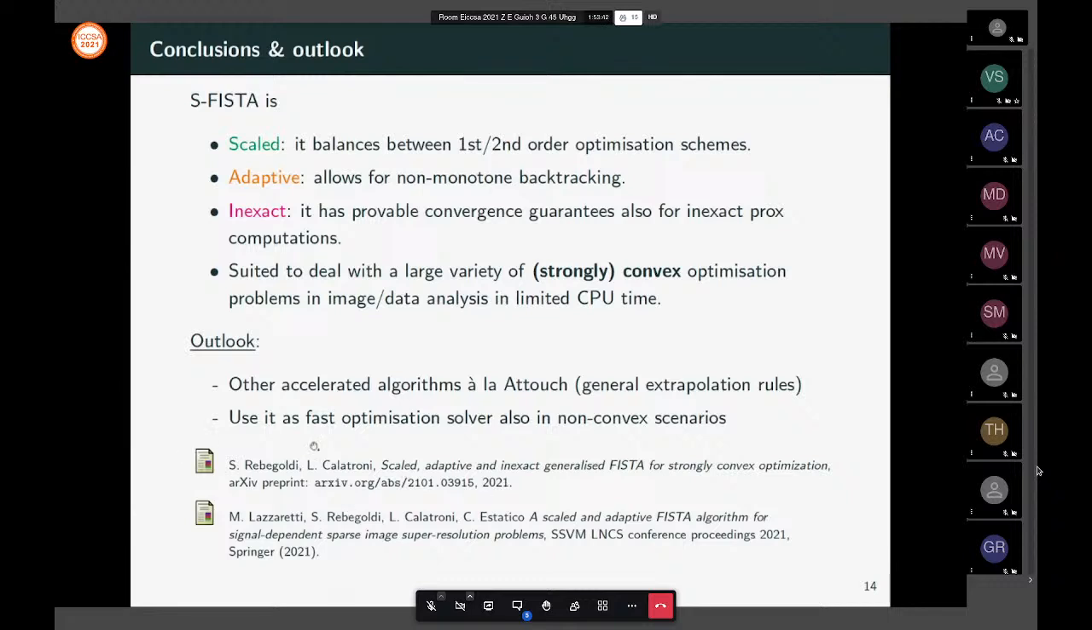We have a more theoretical paper that is now in the second round of revision, and we have a more applied paper where we applied this SPSTA to some super resolution problems similar to the ones that Claudio described in his presentation. And now the idea is to use this scheme as an inner solver also for non-convex optimization scenarios, for instance, such as majorize-minimize schemes, in order to improve the global convergence speed.